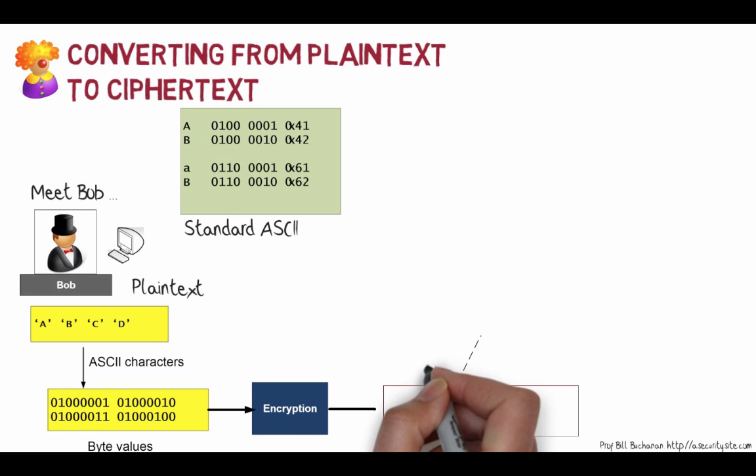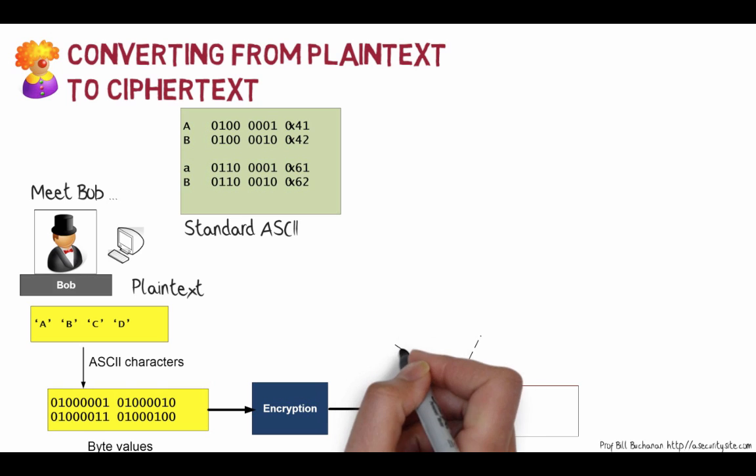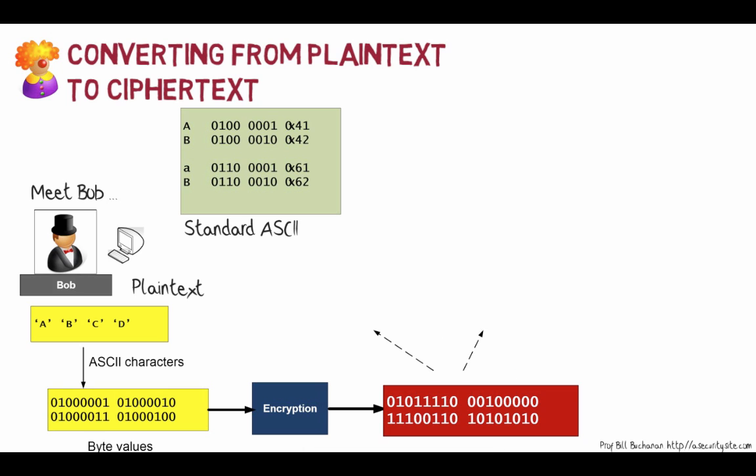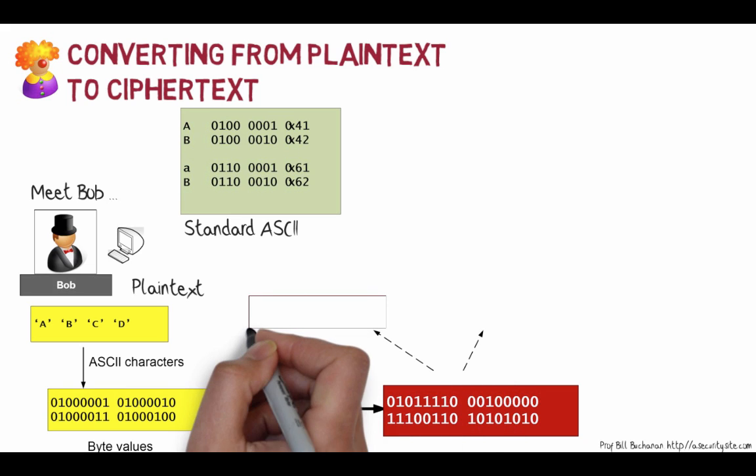Then we can encrypt and we convert it into ciphertext. So here's our ciphertext here with all ones and zeros. It can be quite difficult for us to be able to interpret this as humans. So as humans we represent it in a different way.